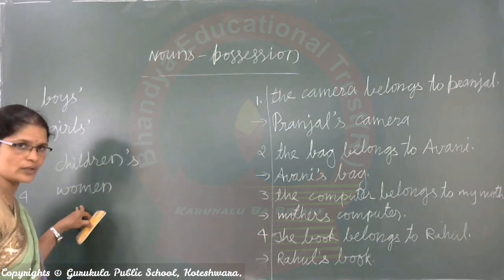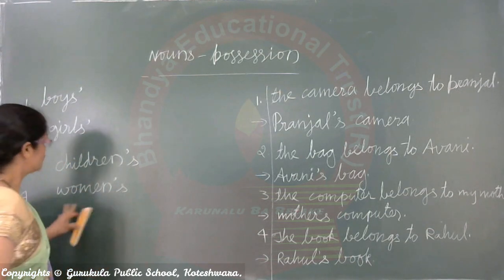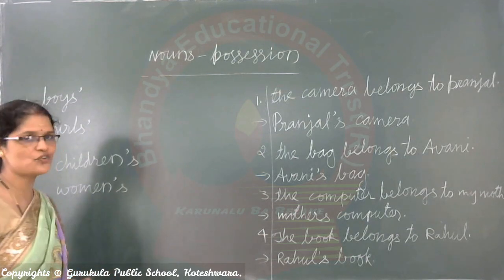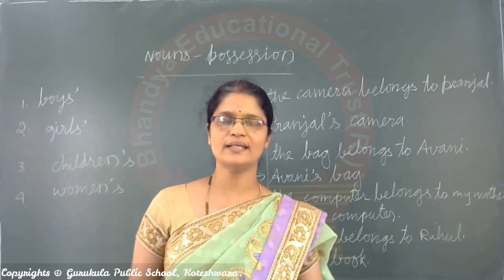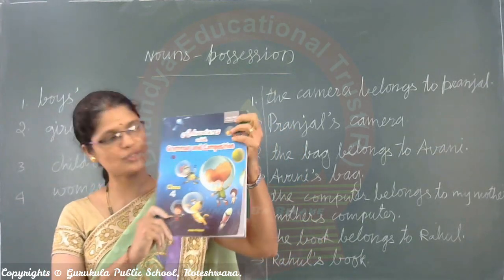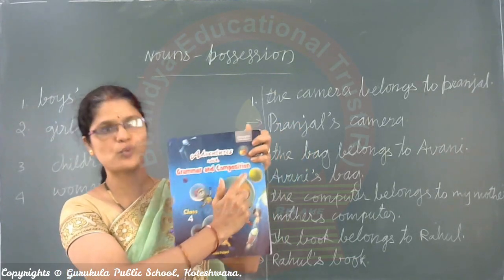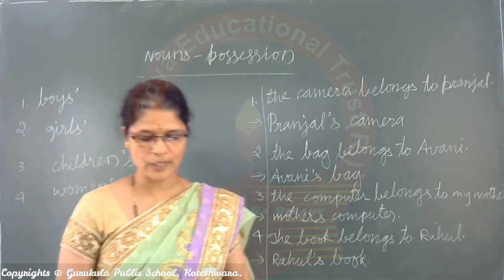Another example. Women, plural noun. Here apostrophe s. Women's magazine. So like that we can use it. You have the grammar book here. You can use this book. Everything is written there, Adventures with Grammar and Composition. You should read it. Everything is explained here.